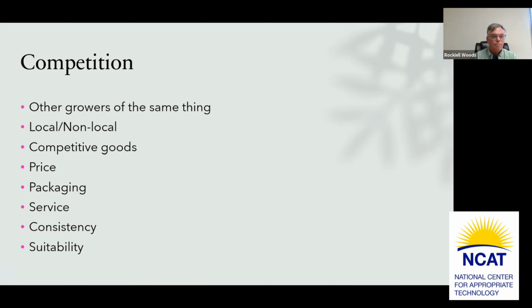What are the prices of the competition? Are they above yours? Are they below yours? Do they include certain services, or do you include services that they don't, that make your price more valuable than it might seem in just a dollar amount? All of that needs to be known. What's their packaging like? Are their point of sale displays more attractive than yours, or are you a more attractive product than they are? This is all stuff that we can control and we can manage.